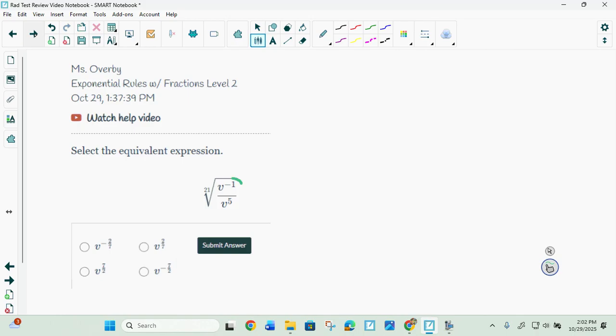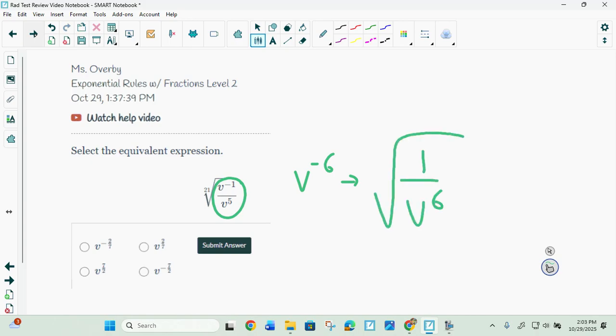Same thing, we're going to work on this first. Since we're dividing, we're going to rewrite our base, and we're going to say -1 minus 5 is -6. We know to rewrite that as 1 over v to the 6th. Then we're going to take the 21st root. Okay, well, that's not going to be good.